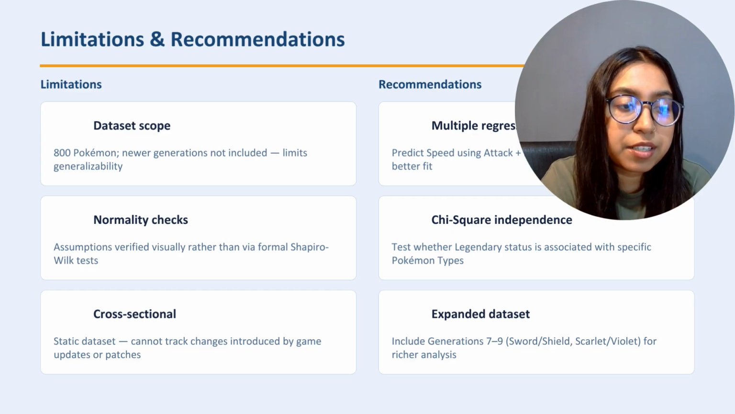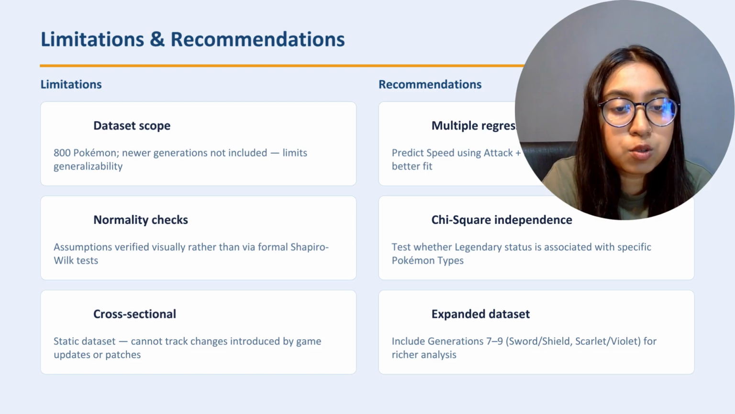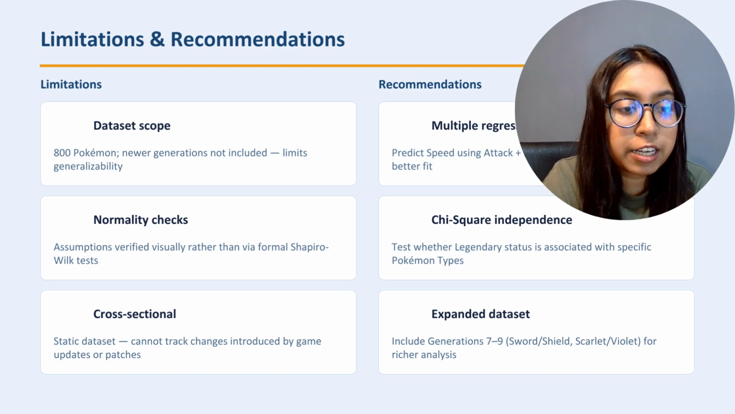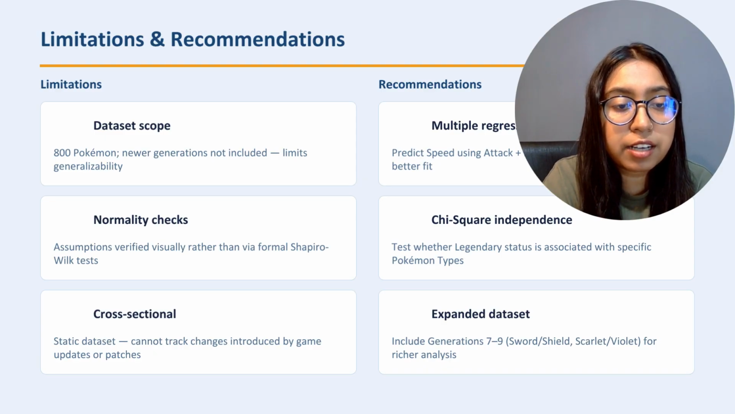Our study has three limitations. First, the database includes only the first 800 Pokemon, so newer generations were not analyzed. Second, we assessed normality visually instead of using formal tests. Third, the database is static and cannot show changes over time. For future research, we recommend using multiple regression tests, testing the relationship between legendary status and type, and expanding the database to include newer generations.